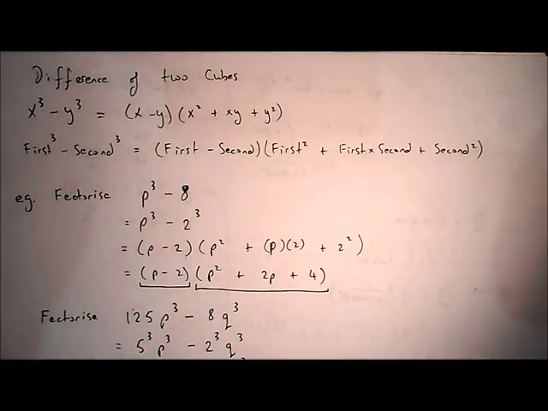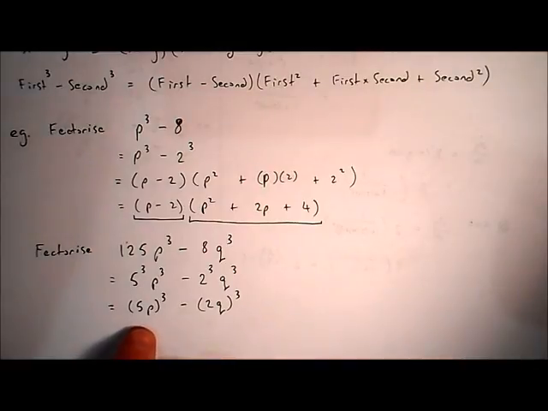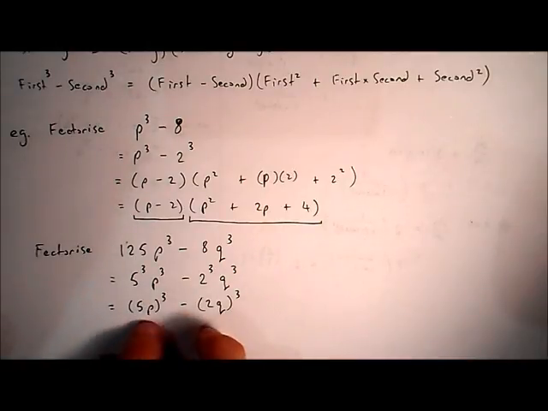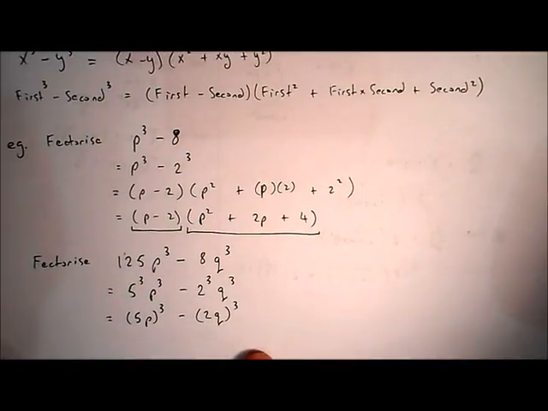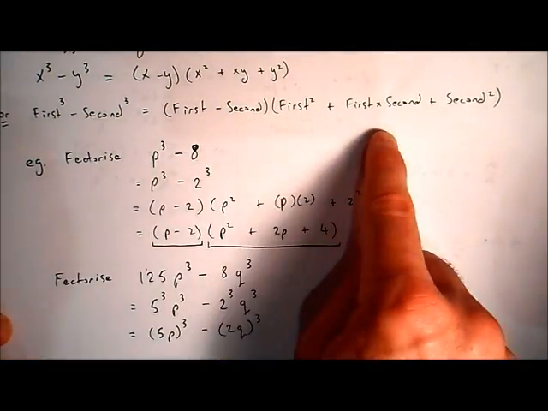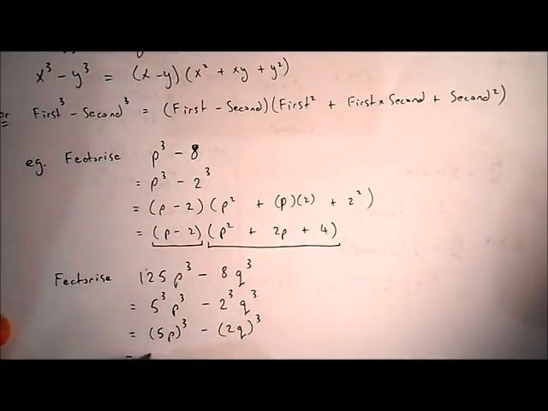Something cubed minus something cubed. It is a difference because I've got something minus something, and it's a difference of 2 cubes because both of those somethings are cubed. The first is 5p and the second is 2q. So I can factorize it using this up here. The first cubed minus the second cubed is the first minus the second. So that's equal to 5p minus 2q.